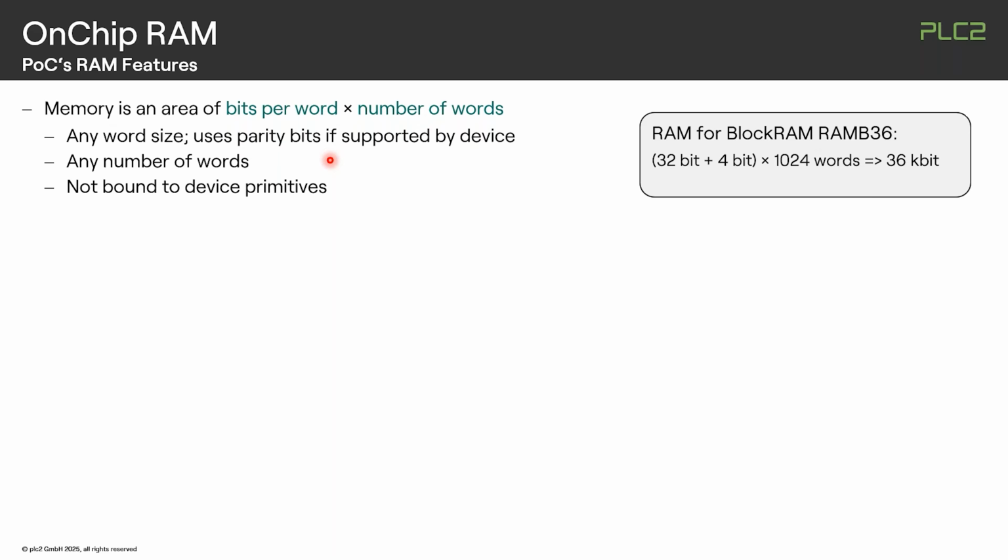So as I mentioned, the RAM B36, the calculation here for 36 kilobits is done by taking 32 data bits plus 4 parity bits times 1024 words, and this gives you 36 kilobits. So usually it means you can have 1024 32-bit integer variables or values, whatever you have in one memory block.